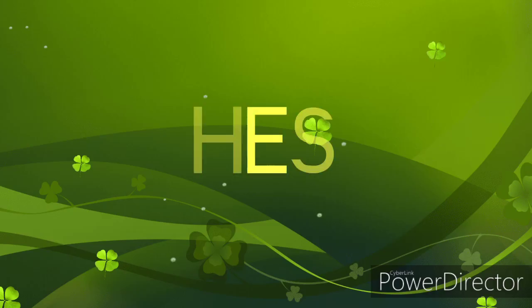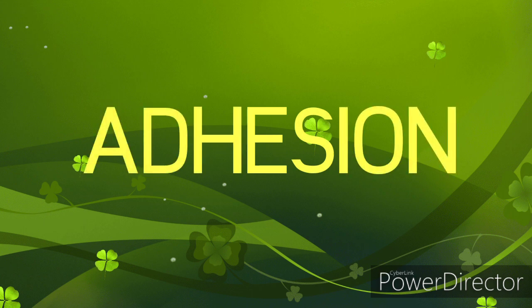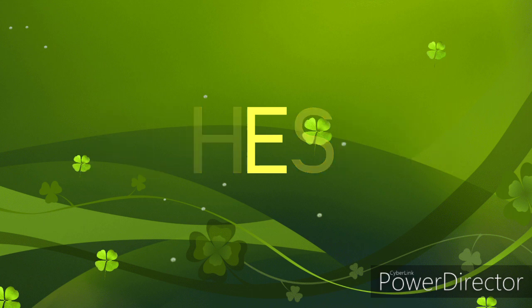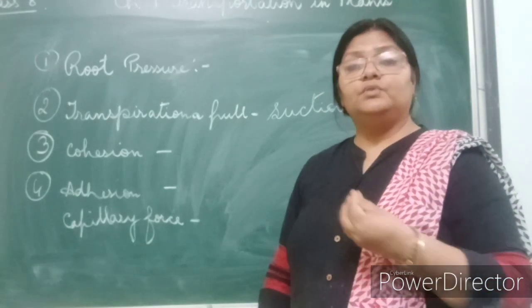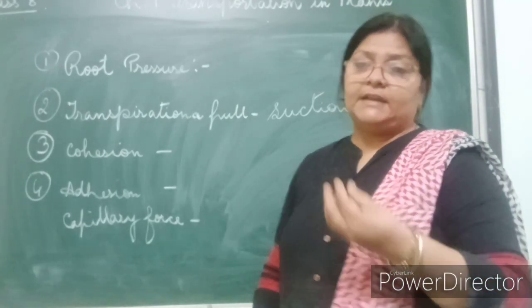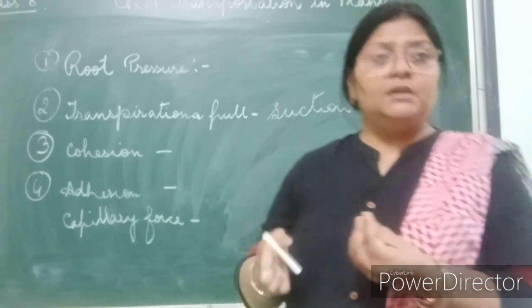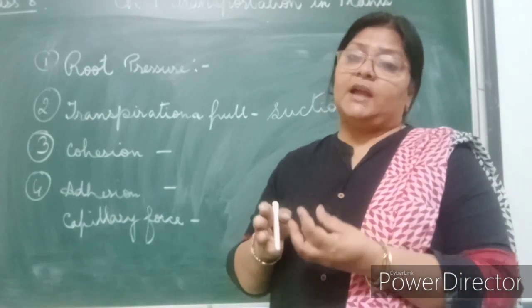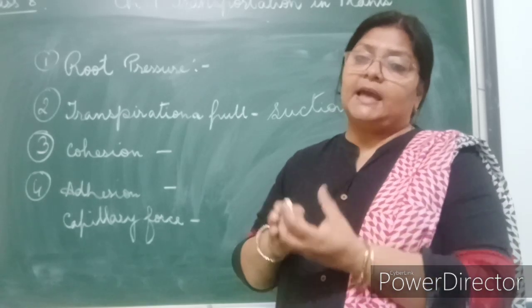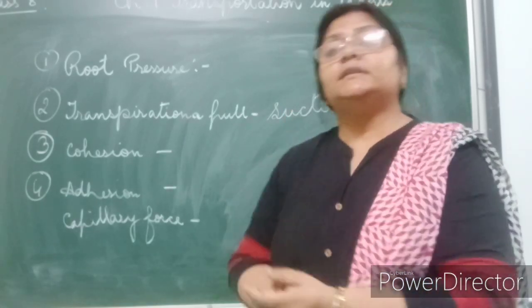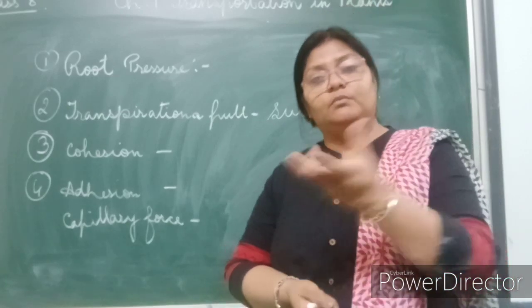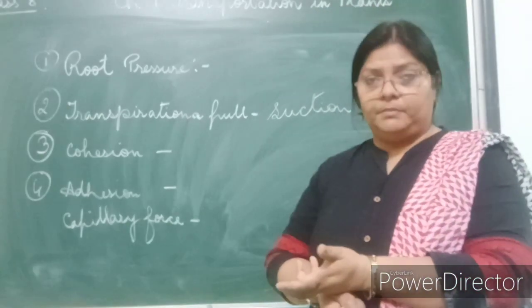Now next, adhesion. Adhesion is how the water rises in the xylem vessel. It is the force between two dissimilar molecules, that is the water molecules and the xylem cells. The attraction between the water molecules and the xylem cells helps the water molecules also to ascend or climb or move upwards in the plant.